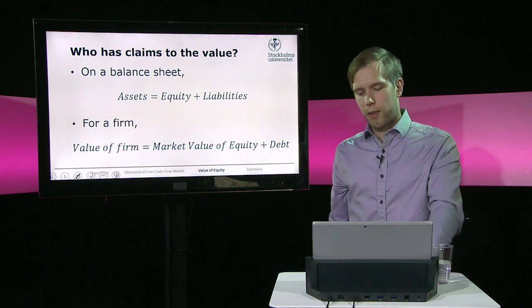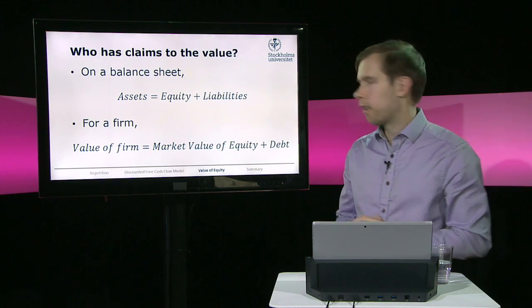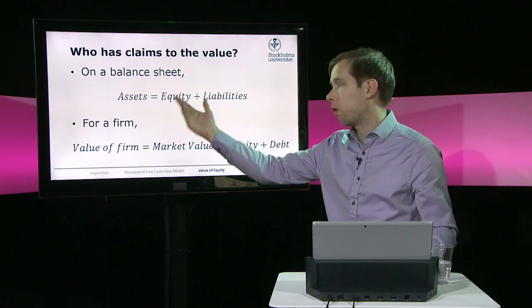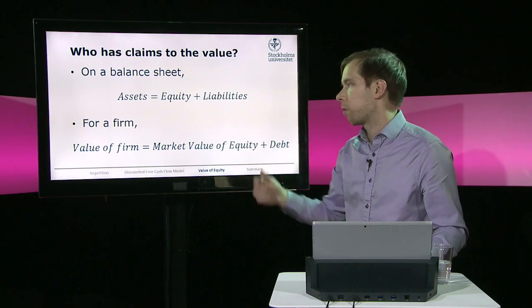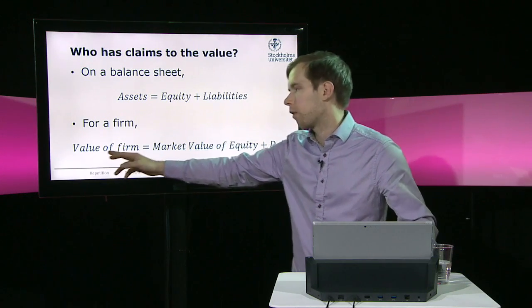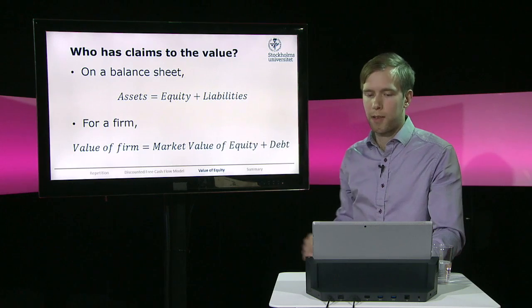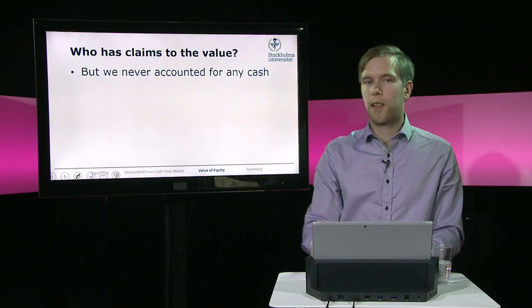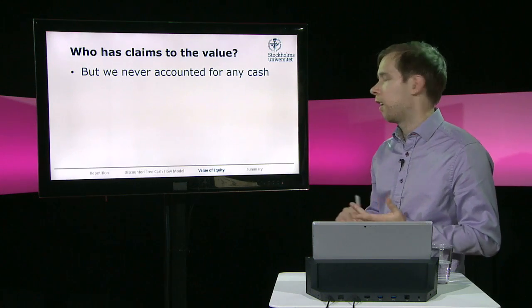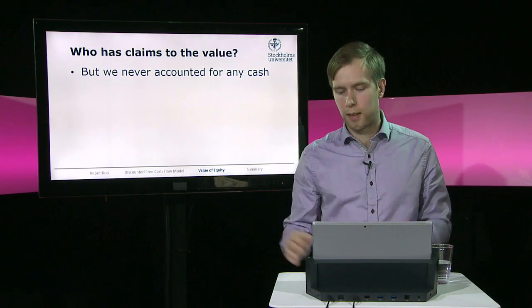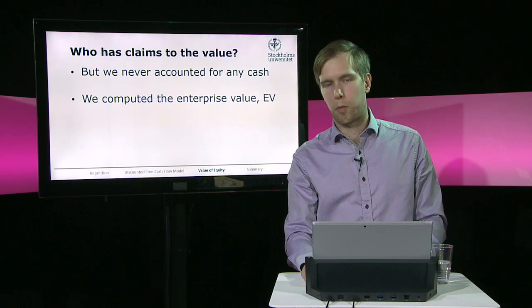So we might be interested in finding the value of equity. On the balance sheet, we always have that assets are equal to equity plus liabilities, so equity and debt, basically. For a firm, it's the same thing. The value of a firm is equal to the market value of its equity and the market value of its debt. But what we computed here, we never accounted for any cash that we might have in the company. So there might be a big cash balance in the bank account of the company. So what we instead computed is called the enterprise value.